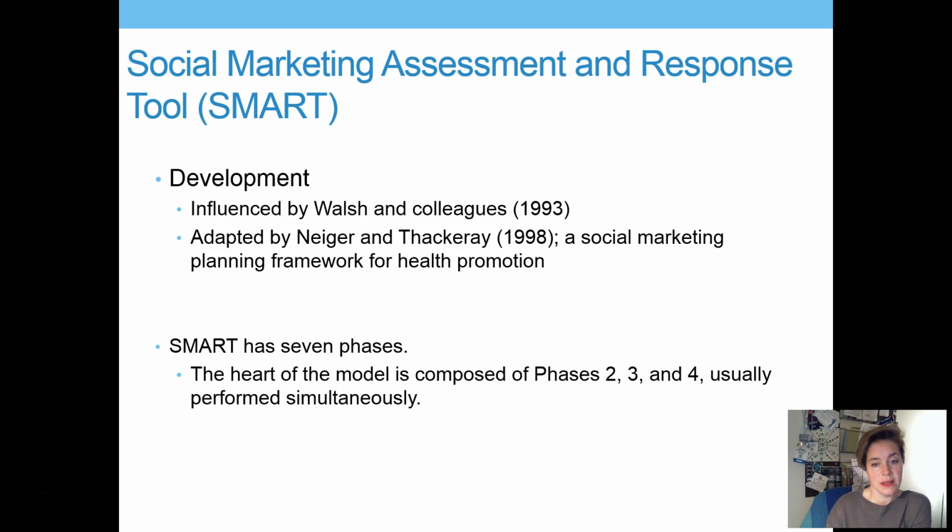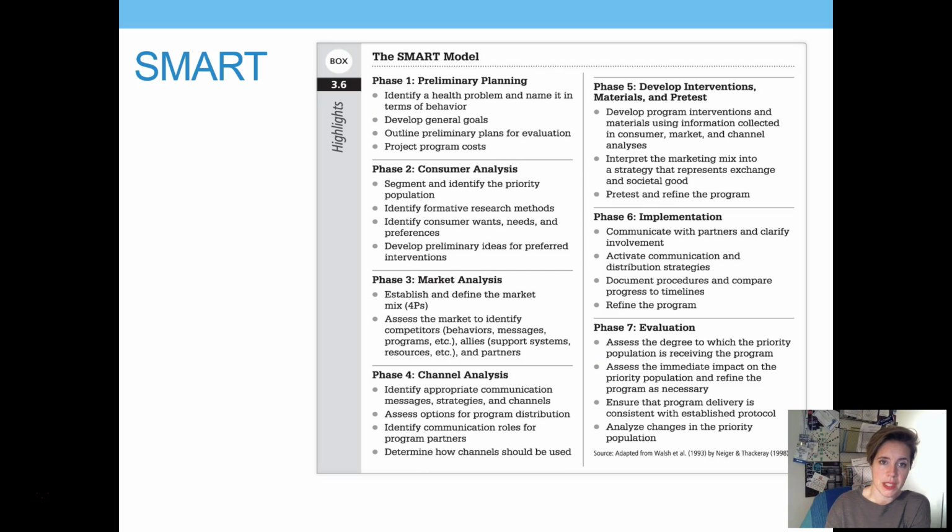There's 7 phases, but the heart, as is said in here, the heart of this model are phases 2 through 4, which are usually happening at the same time. So this is the easiest way to look at it, again, right out of your textbook, so feel free to reference back if you need to, and there's quite a bit of information on the internet about this if you're looking for more information, or don't hesitate to ask me for more information as well. So we'll tick through these and we'll get to the homework assignment.